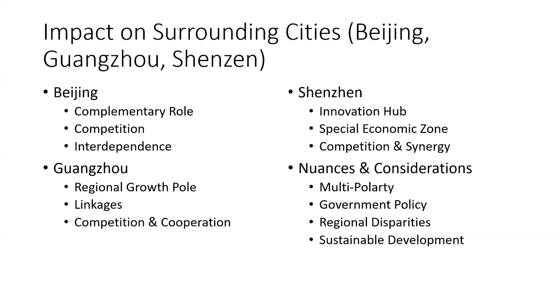Shenzhen is a dynamic and rapidly growing city known for its innovation, technology, and manufacturing. Shenzhen's status as a special economic zone has allowed it to experiment with market-oriented reforms and attract foreign investment. Shenzhen's focus on technology complements Shanghai's financial strength. Both cities drive economic growth and innovation in China.